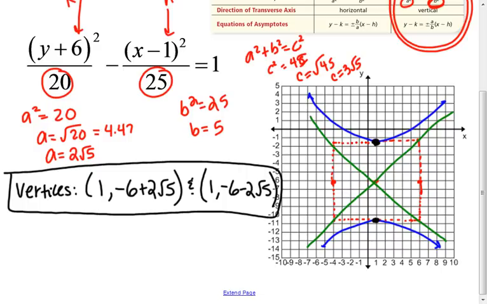If you want the square root of 45 as a decimal, I don't even know what it is, but I can punch that into my calculator really quickly. The square root of 45 is about 6.7. So you're going to start right here at your center and go 6.7 up. Your foci will be about right there on the upper one, and then about right here on the lower one. Okay, so here we go. Foci.